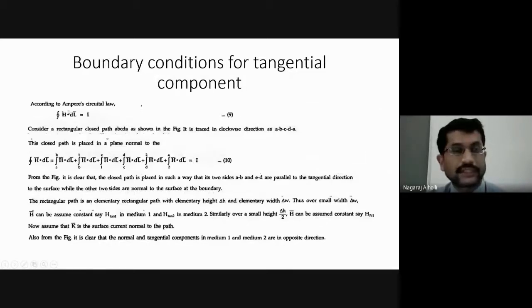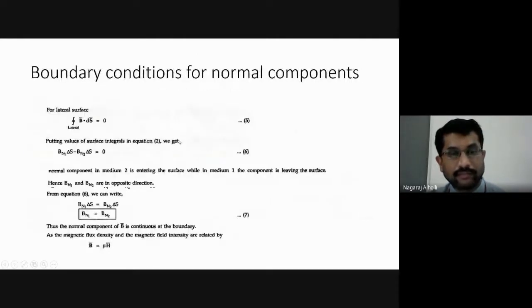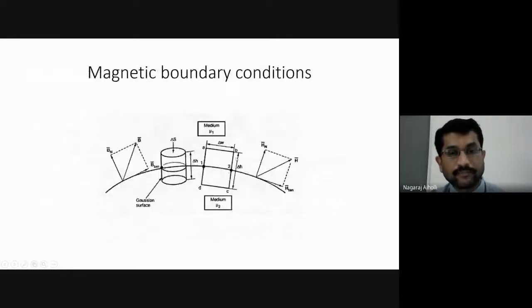Here we have to consider Ampere's circuital law. According to Ampere's circuital law, the closed line integral of H bar dot dl bar is equal to I. Consider a rectangular closed path ABCDA as shown in the figure. For evaluating the boundary conditions for the tangential component, we are considering the rectangular path A to B, B to C, C to D, and D to A.